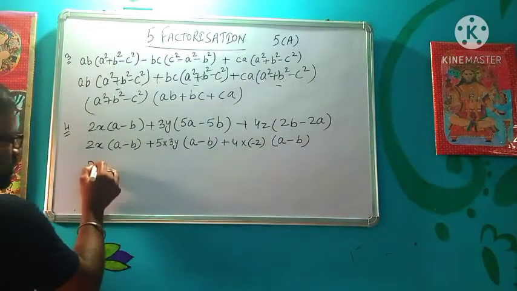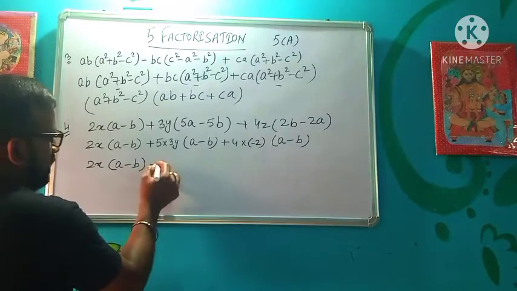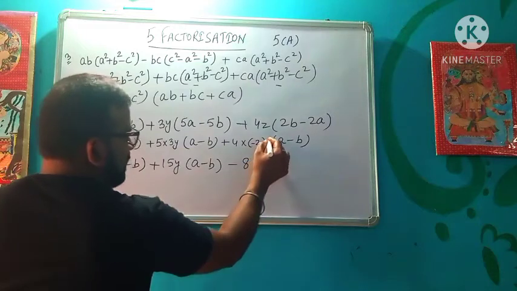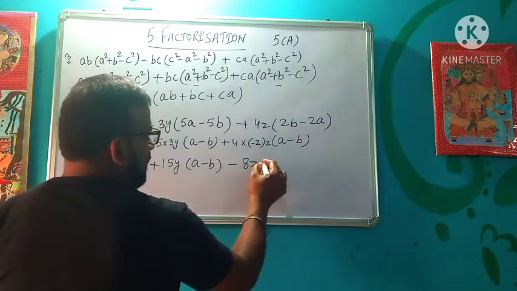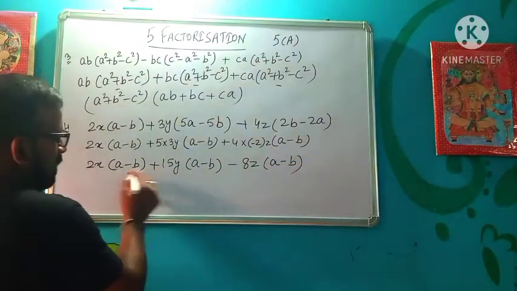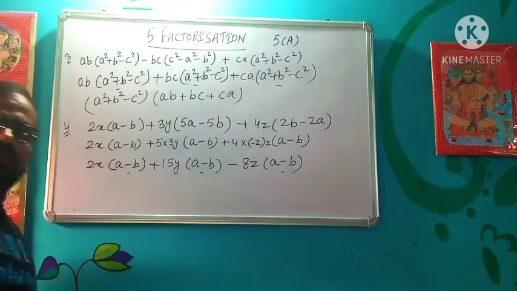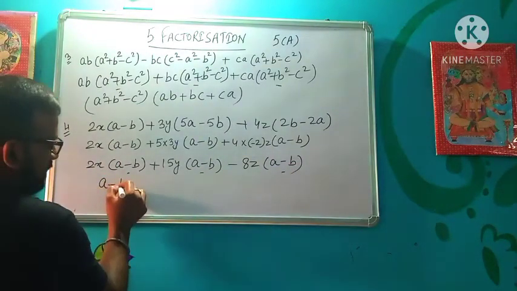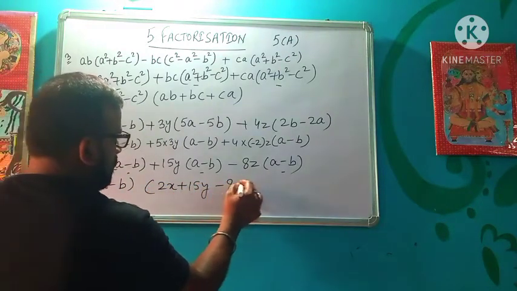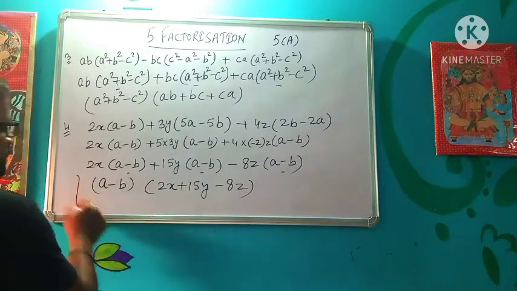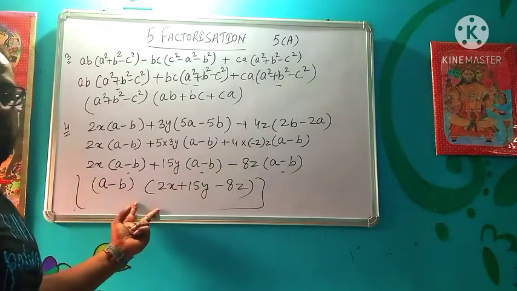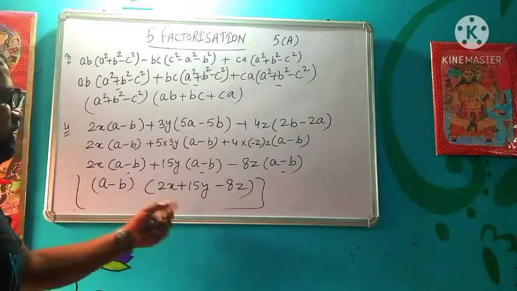So it is 2x(a - b) + 15y(a - b) - 8z(a - b). After these manipulations, we have a common term in all three terms, that is a minus b, so it will be our HCF. Finally it is reduced to these two expressions. So this whole expression is now reduced to these two polynomials. These two are the factors.